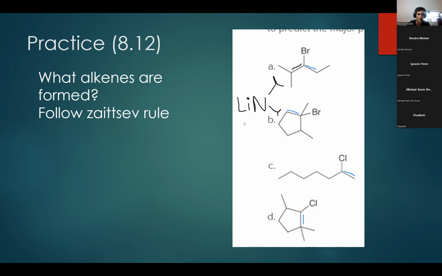Because the camera is positioned in a way that I couldn't see it, and so therefore I didn't know those substituents were there. It's going to be there. And you actually can't, there's no beta hydrogen here. So you just can't do it. It wouldn't even be the Zaitsev.